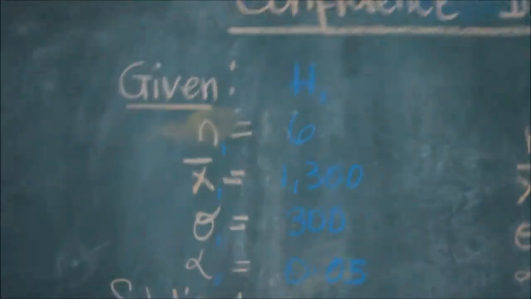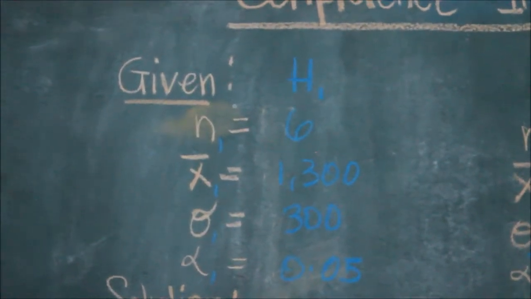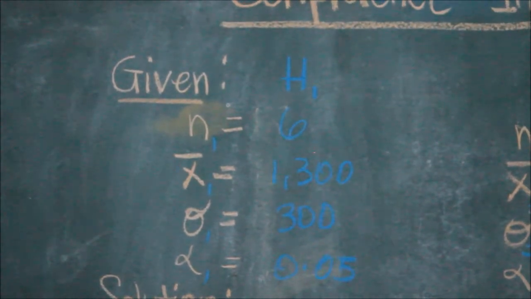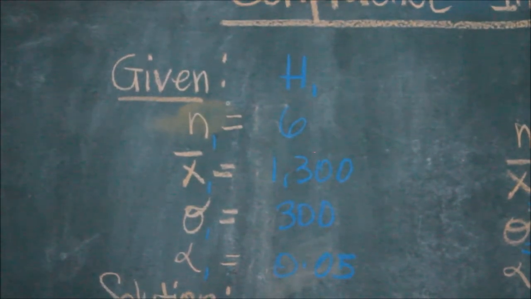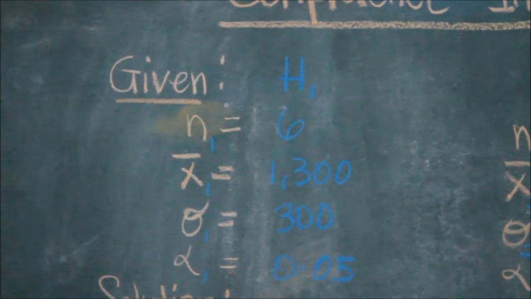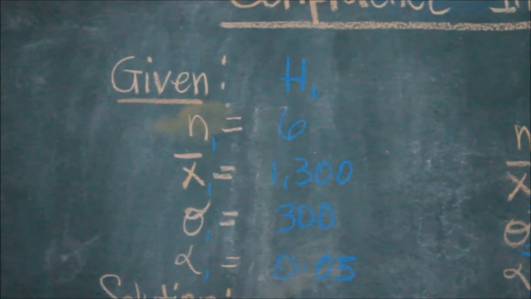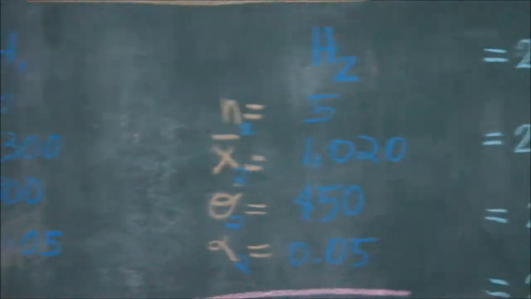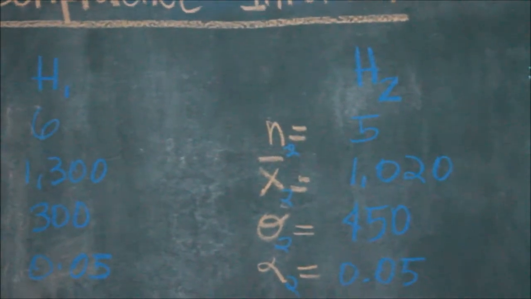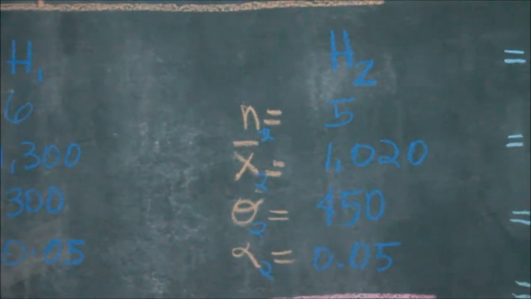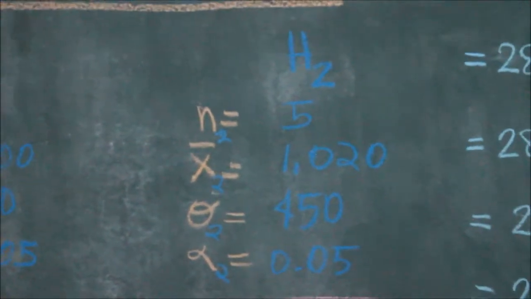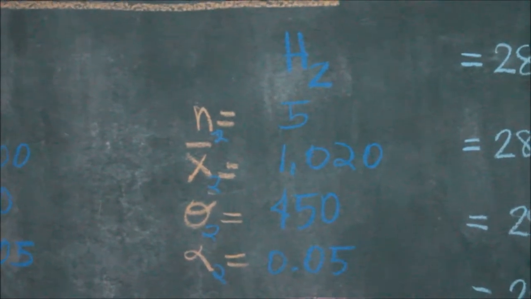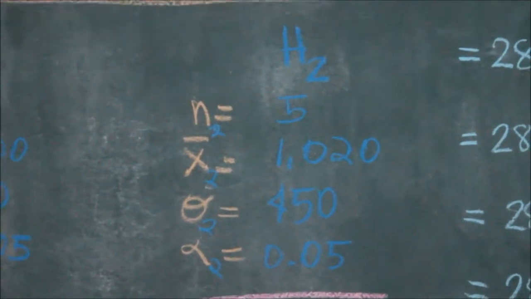H sub 1, or for the household 1, we have n sub 1 is equal to 6, x bar sub 1 is equal to 1,300, and the population standard deviation is 300. For the second household, or h sub 2, we have n sub 2 is equal to 5, x bar sub 2 is equal to 1,020, and the population standard deviation is 450.